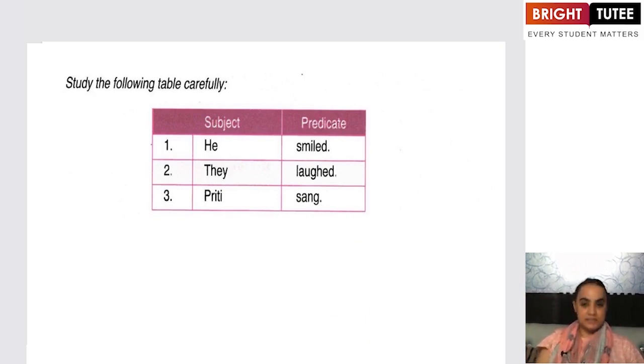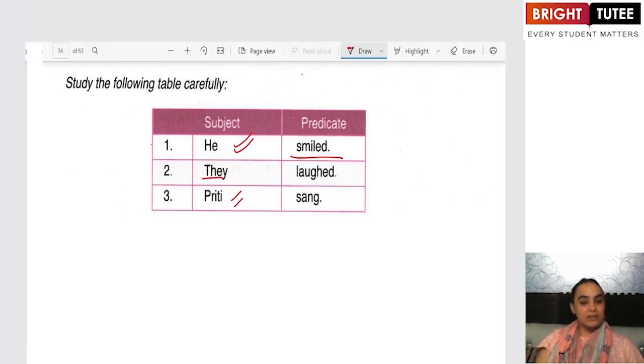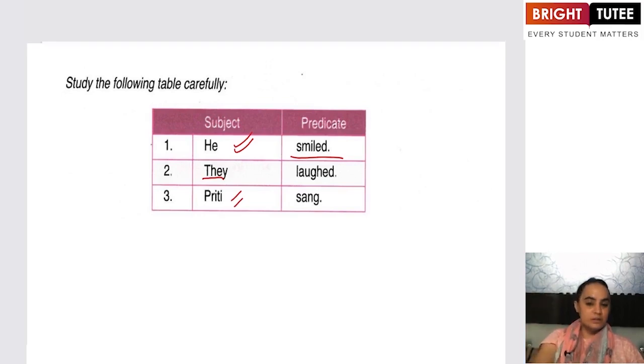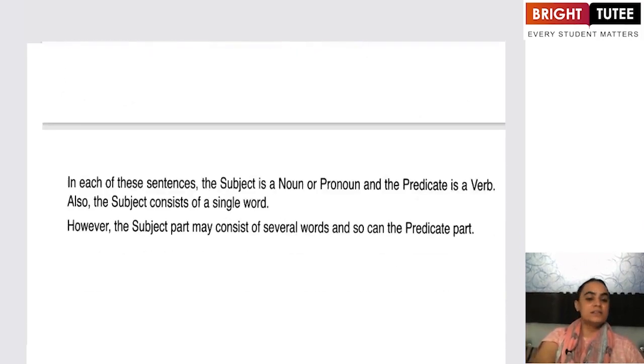Let us look at these sentences. He smiled. Short and simple, yet it is a sentence. Who am I talking about? He. And what did he do? He smiled. So this is my predicate. They laughed. They is my subject. Laughed is my predicate. Preeti sang. Who am I talking about? Preeti. And what did Preeti do? She sang. So that is my verb.